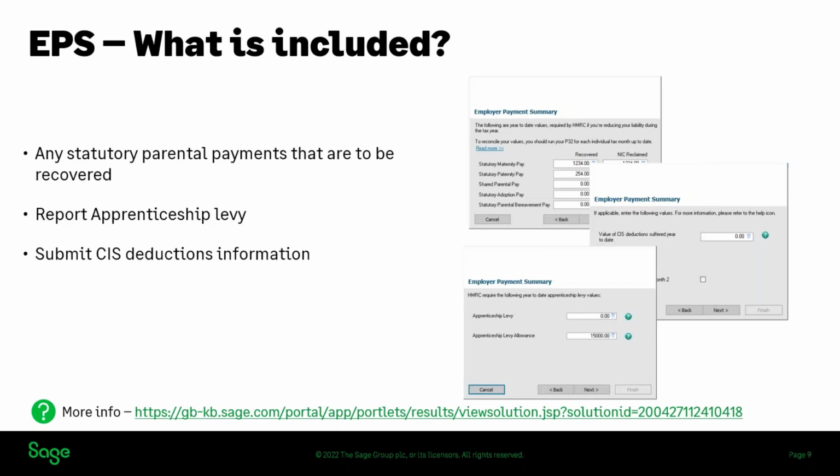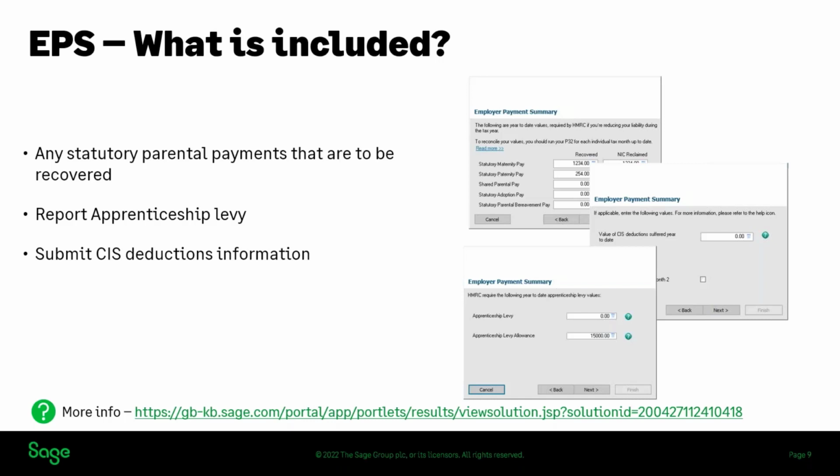And then thirdly, if you are in the construction industry and you have any CIS deductions, you will be submitting that information across in an EPS as well. As with an FPS, there are a couple of links on these slides in the handout if you would like to have a look at those.